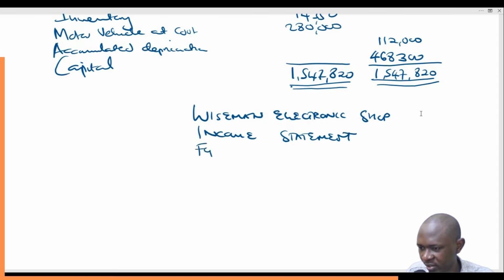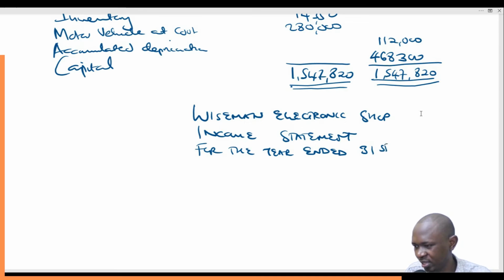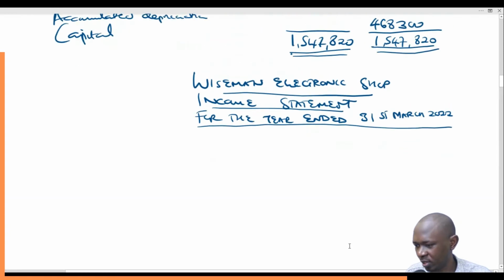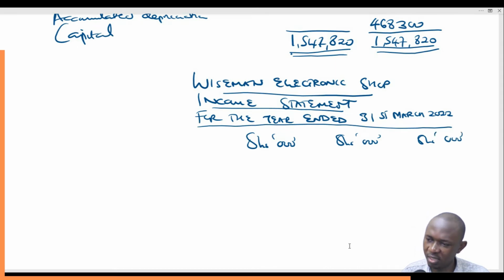For the year ended. Realize the difference. Here we are talking about for the year ended, and the trial balance we're talking about as at 1st March 2022, like that. So then, as usual, as it's our norm, let's have 3 columns like that. The third column like that.